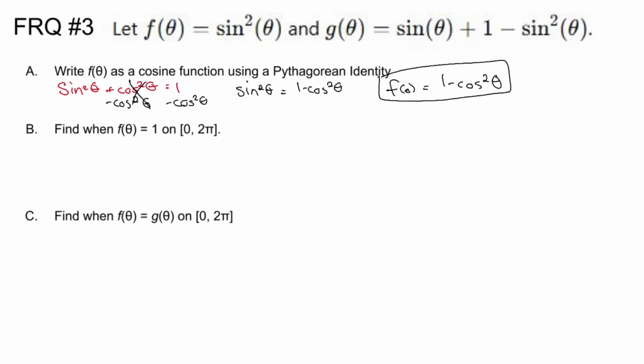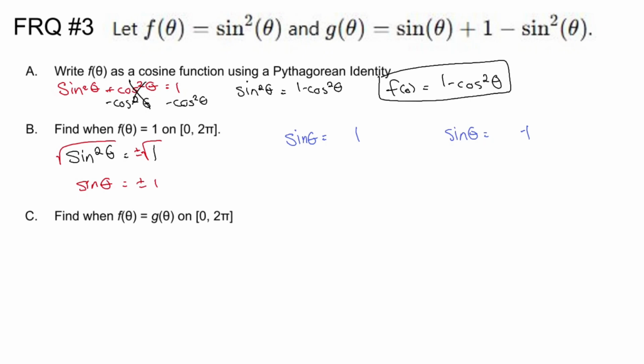All right, find when f of theta is 1 on the interval 0 to pi. Well, f of theta is sine squared theta, so sine squared theta equals 1. Let's get rid of the squared by square rooting both sides, and don't forget that when you square root both sides, you add the plus or minus, and that leaves you with sine theta equals positive or negative 1. So let's set up two separate equations. Sine theta equals positive 1, sine theta equals negative 1.